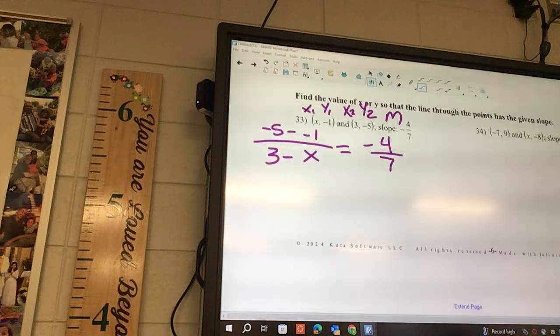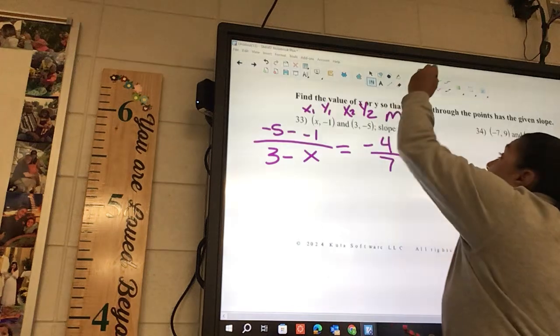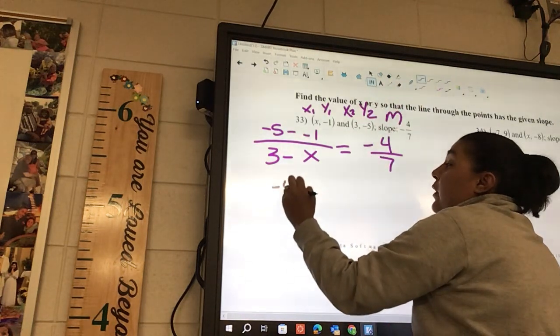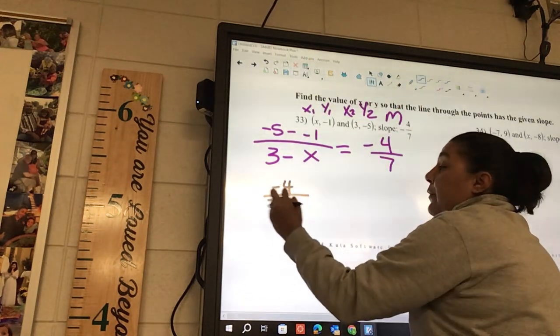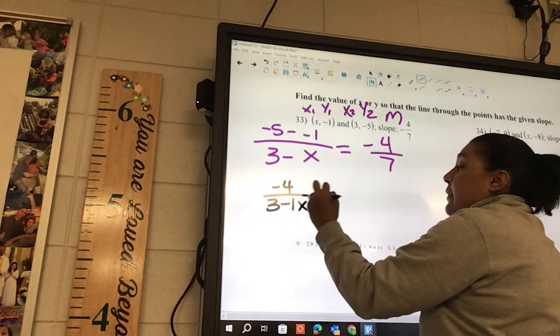We're going to simplify and then cross multiply and divide. So can we simplify the top or the bottom? The top one, because it's got all the numbers. So what is -5 minus -1? -4. Okay, so we're going to get -4 on the top. On the bottom, I'm going to have 3 minus 1x.